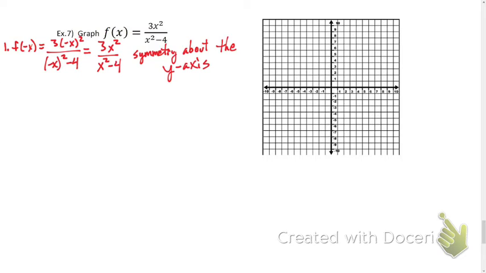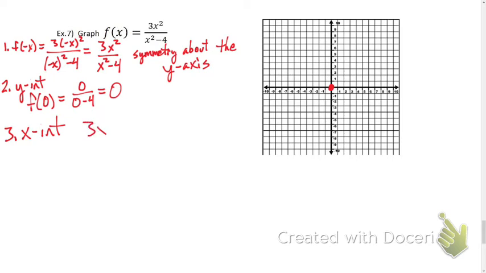All right, step 2 is y-intercept. I'm going to plug in 0. Up top, I get 0 again. On the bottom, I get 0 minus 4. That all just equals 0. So let's make a dot right on the origin. Step 3 is x-intercept. This is where you set the numerator equal to 0. So 3x squared equals 0, and sure enough, we get 0 again. And we already have a dot there.